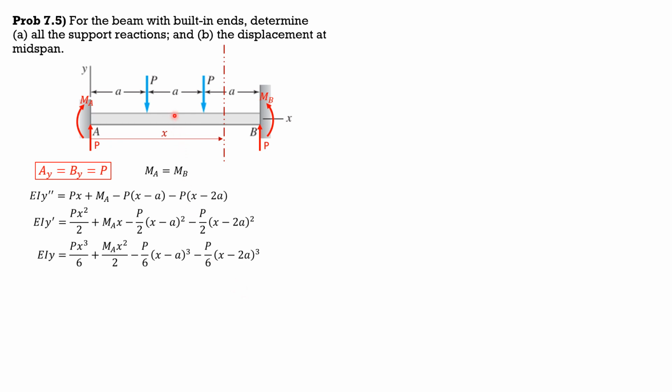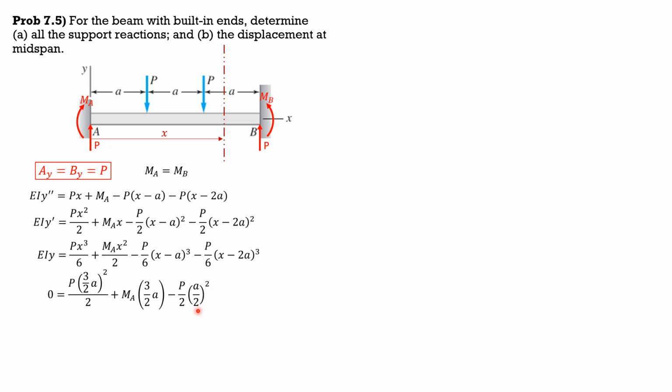Then when X is 3/2 of A at mid-span, Y prime is 0. So 0 here equals P times 3/2 of A square over 2 plus MA times 3/2 of A minus P over 2 times this becomes A over 2 square. And this is ignored because 3/2 A minus 2A is negative.